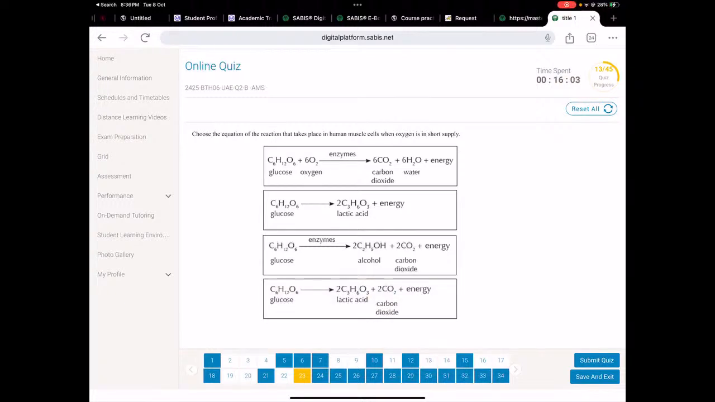Okay, this is also simple. Whenever you see human muscles, you can know you're gonna produce lactic acid. However, because they told you oxygen is short in supply, you produce lactic acid and energy. Oh wait, there's also carbon dioxide. Wait. So which one are we gonna choose? So I think we're gonna choose this one. Is that right? Oh, the last one? No CO2.